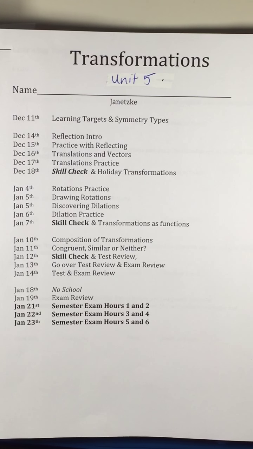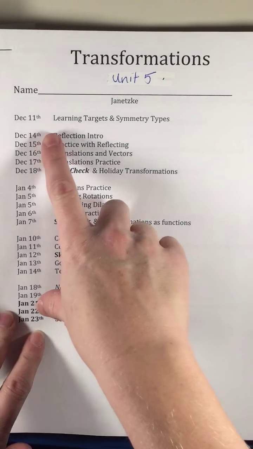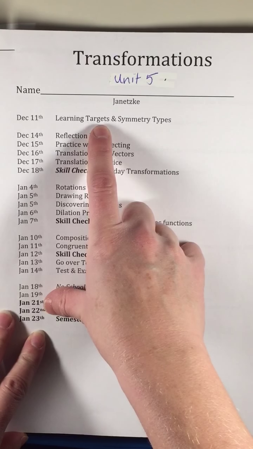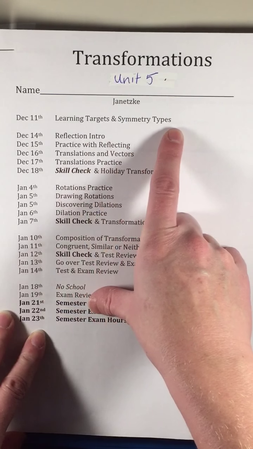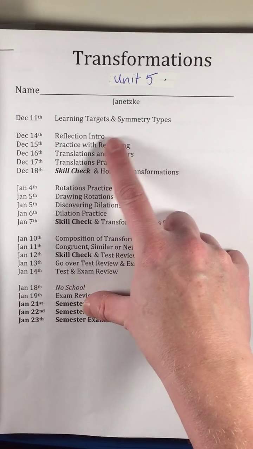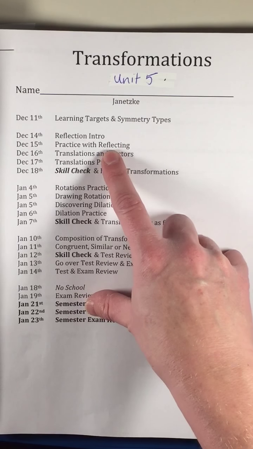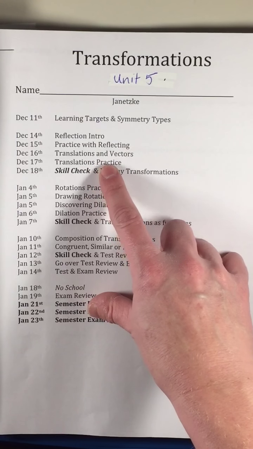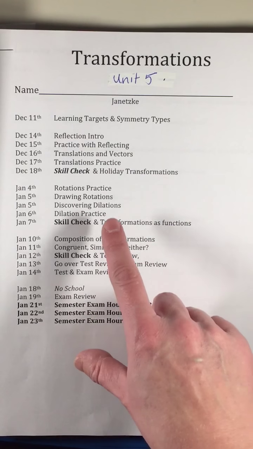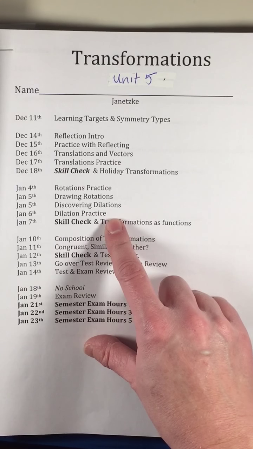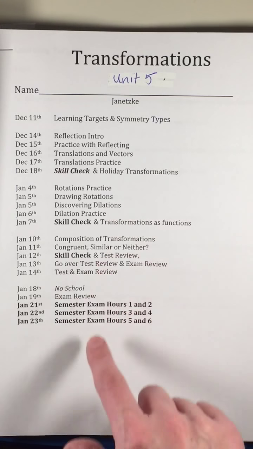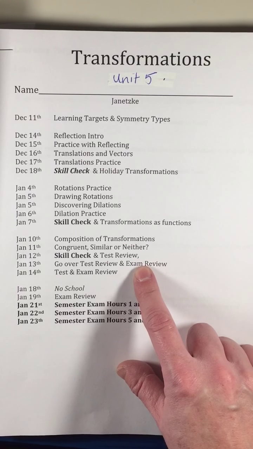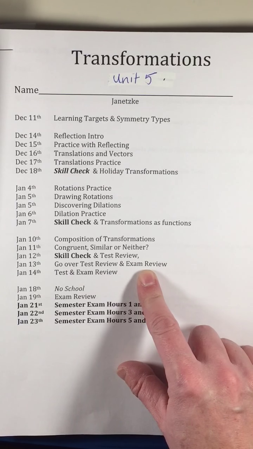All right, class. So the last unit we're going to look at is transformations. And if you look here, today you're going to look at the learning targets and start talking about symmetry types. The week before the holiday break, you're going to start looking at reflections and translations. When we come back from break, we're going to look at rotations and dilations and look at compositions of transformations.